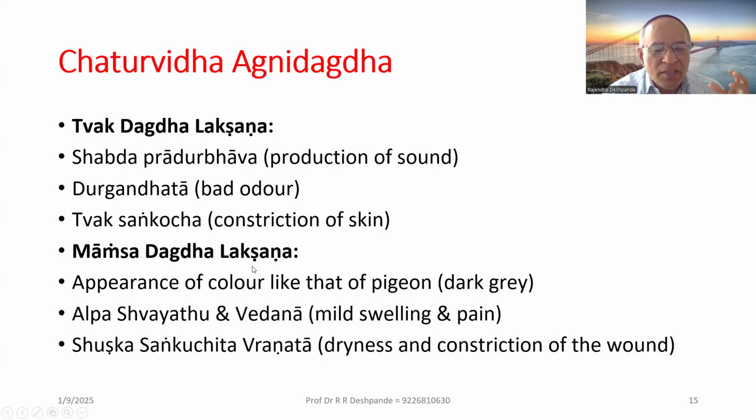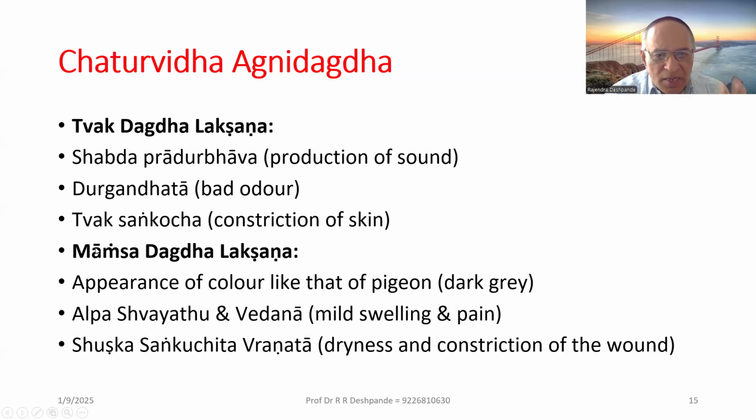When the burn is a little bit deep, what will happen? Appearance of the color like that of a pigeon, dark gray color will appear on that local area. Then mild swelling and pain will be there. Alpa Shvayathu and Vedana. Shvayathu is a swelling and Vedana is a pain. Okay. Then Shushka Sankuchita Vranata. Shushka means dryness, and Sankuchita means constriction of the wound will be there in Mamsa Dagdha Lakshana.